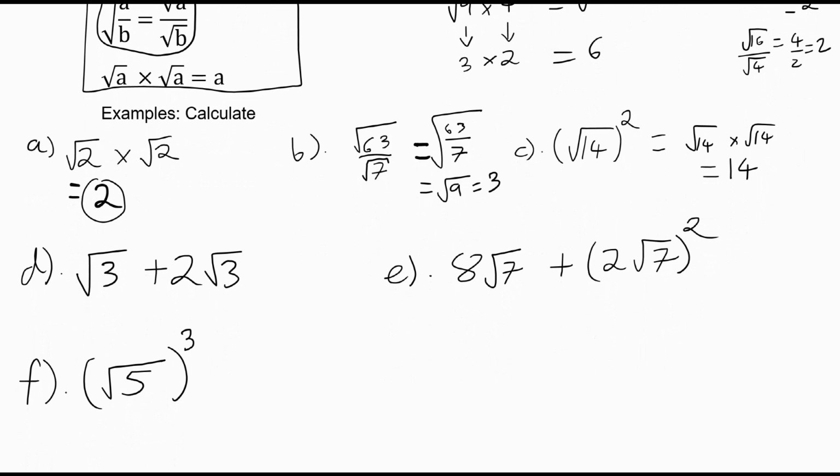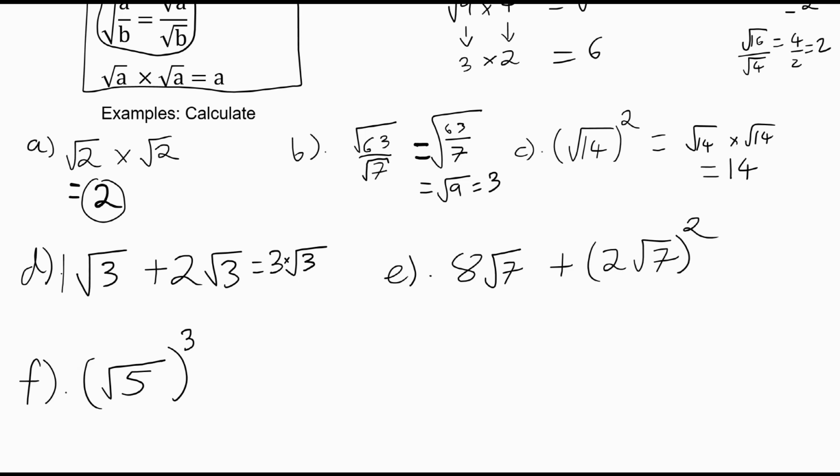For d, we have root 3 plus 2 root 3. The rules don't actually help us here. I just need to remember that root 3 is one lot of root 3. So I have one lot of root 3 plus 2 lots of root 3, which gives me 3 lots of root 3. That's not a cube root, that's 3 times root 3.